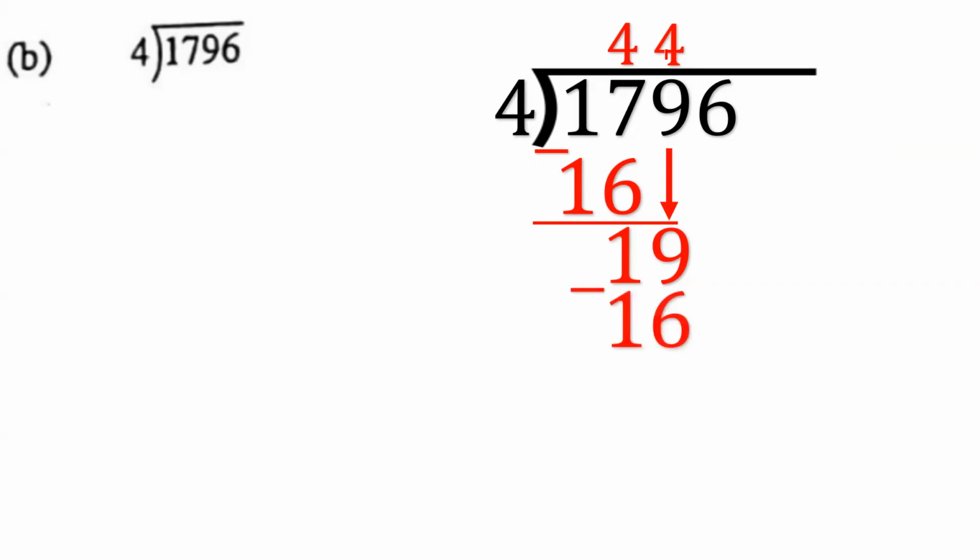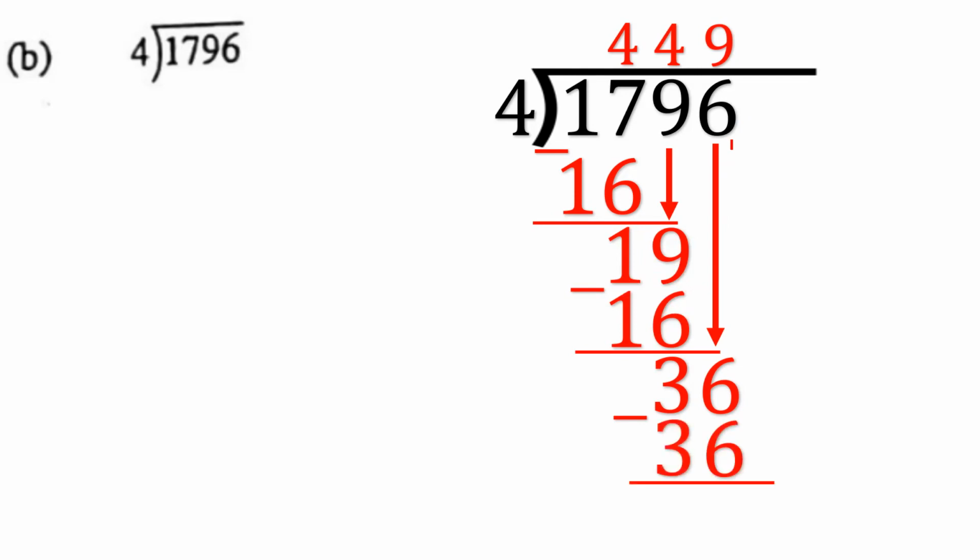And so now we're going to subtract. Now we have 19 minus 16. What is 9 minus 6? Well, 9 minus 6 is 3. And 1 minus 1 is 0. Now we have to bring down the 6. And so we put the 6 here below. How many times can 4 go into 36? Well, 4 goes into 36 exactly 9 times. So 4 times 9 is 36. And so we have 36 minus 36. Well, 36 minus 36 is definitely 0.